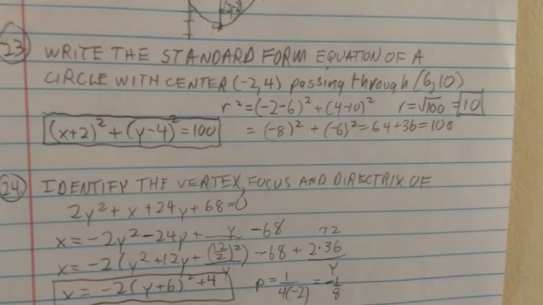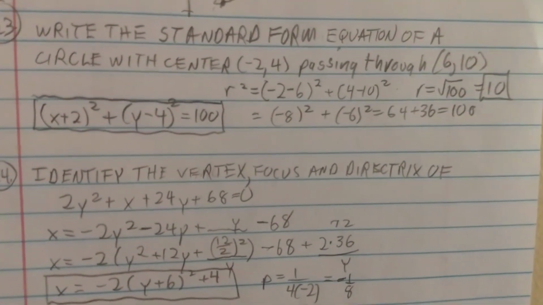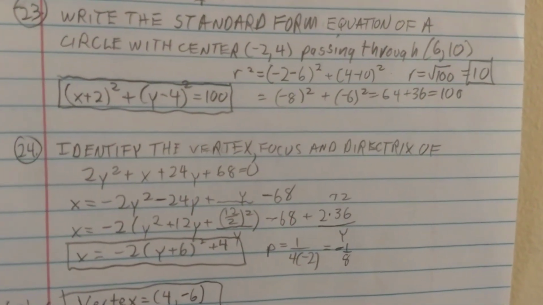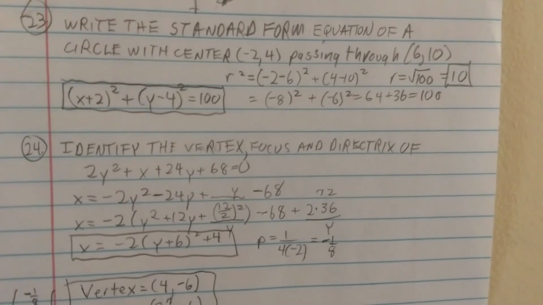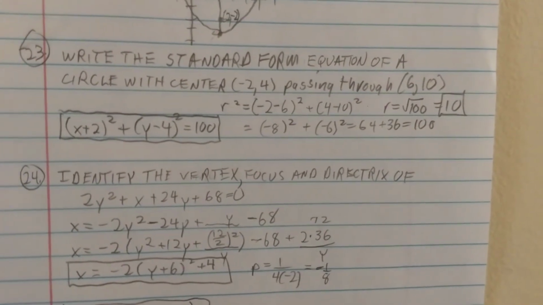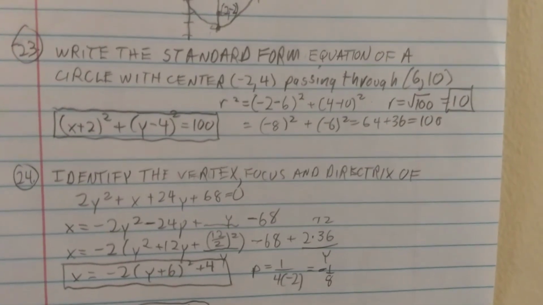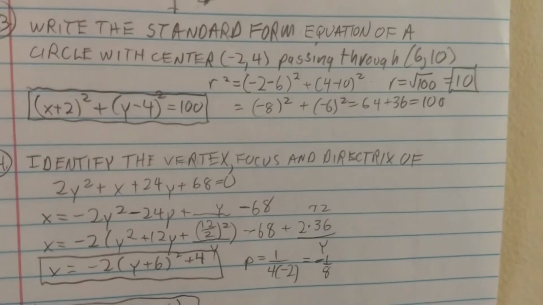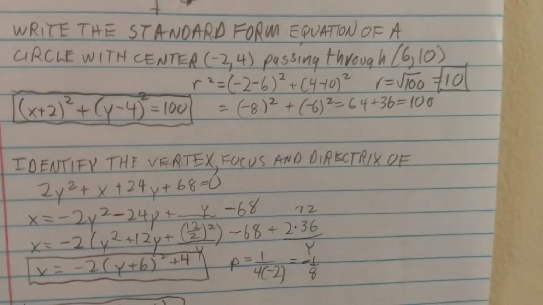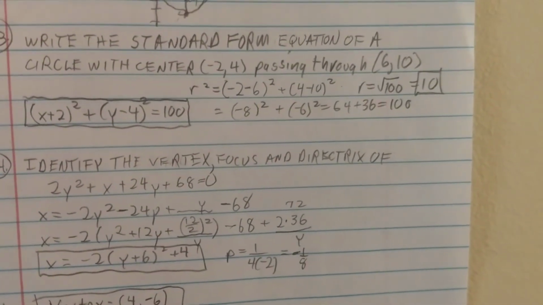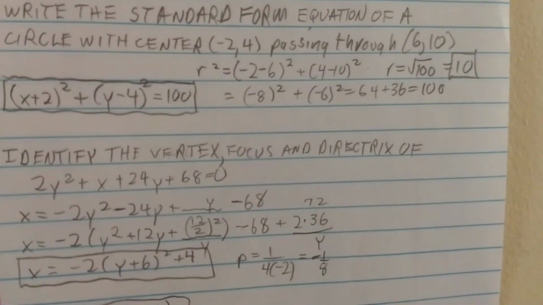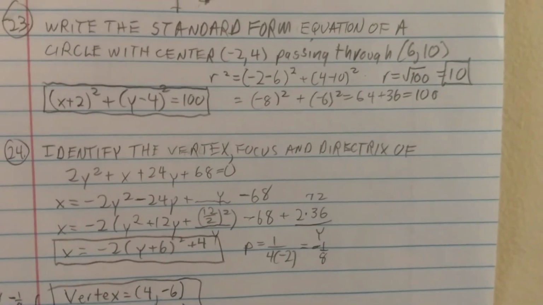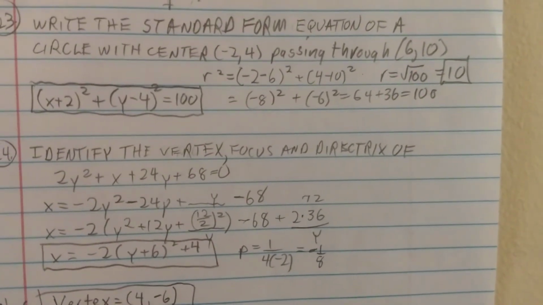So all we have to do is find the radius, and instead of square rooting it, because it's easier with squares, r squared, the radius squared, is negative 2 minus 6, the x1 minus x2, squared. So that's negative 2 minus 6, or negative 8 squared, which is 64, plus the y for the center minus the y for the point, 4 minus 10 squared, a negative 6 quantity squared, is 36. So for the radius, 64 plus 36 is 100.